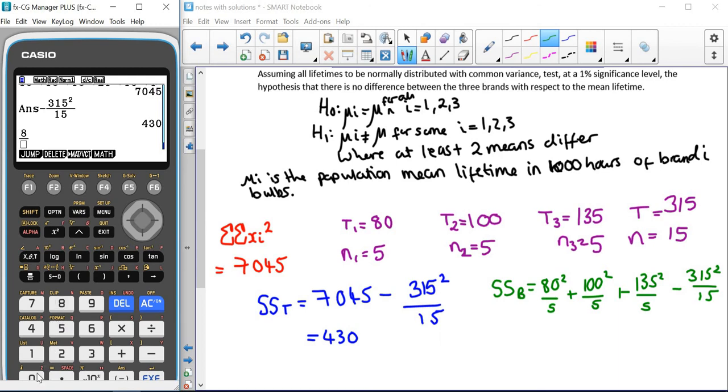So putting that into our calculator, 80 squared over 5 plus 100 squared over 5 plus 135 squared over 5 minus 315 squared over 15, which gives us 310.